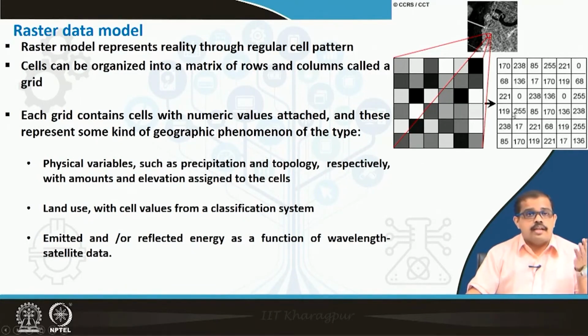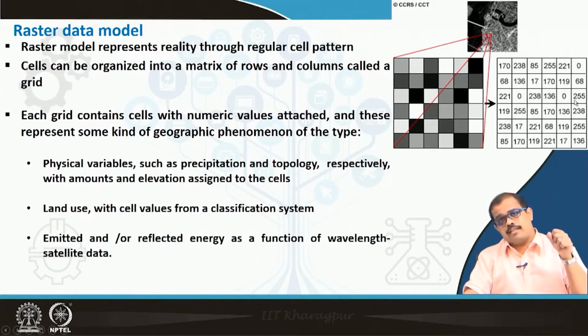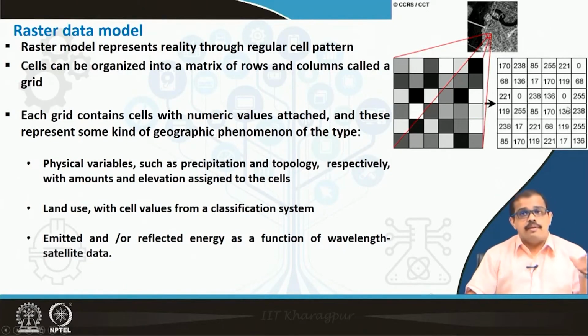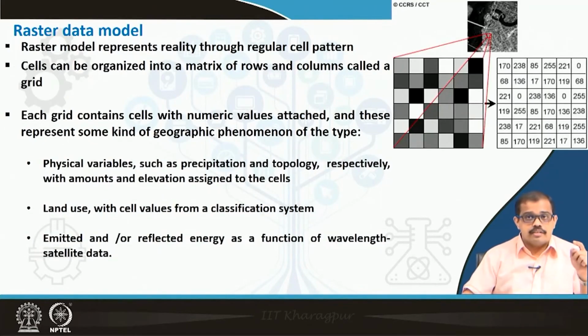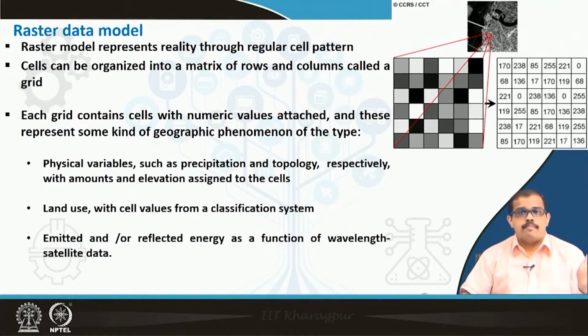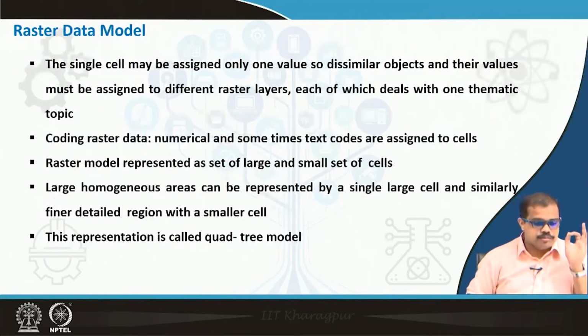If you are looking at emitted or reflected energy as a function of wavelength of satellite data, then this is the amount of reflected energy that is captured by that satellite data. It can be even land use with cell values from the classification system. It can be any other thing that is being represented, but it is continuous data. When you look at continuous data represented as discrete data, each of these values is a discrete value. It is always continuous data that we obtain, but we convert it into discrete cell values.